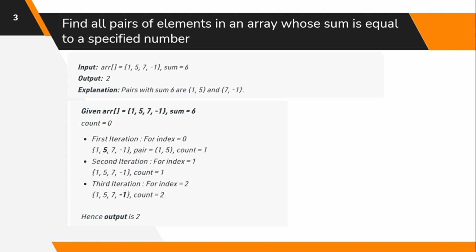In the first case, there are 4 elements in an array, and the required sum is 6. There are 2 pairs of elements in the given input, 1, 5 and 7, minus 1. The output will be the count of pairs, so the output will be 2.